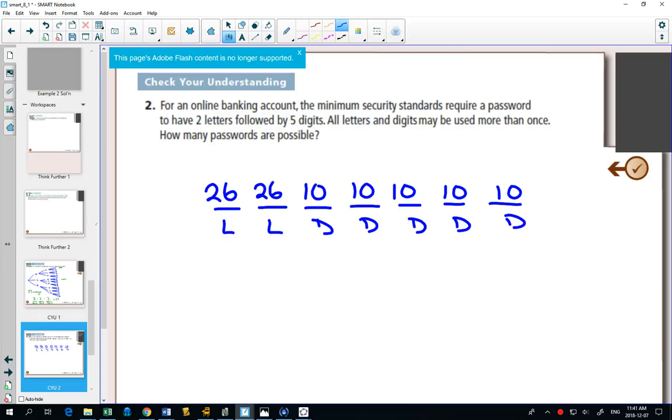And so if we multiply this all out, this would not be a good one to draw a tree diagram for. 67,600,000 different passwords. So if someone tried to guess yours, they probably wouldn't guess right.